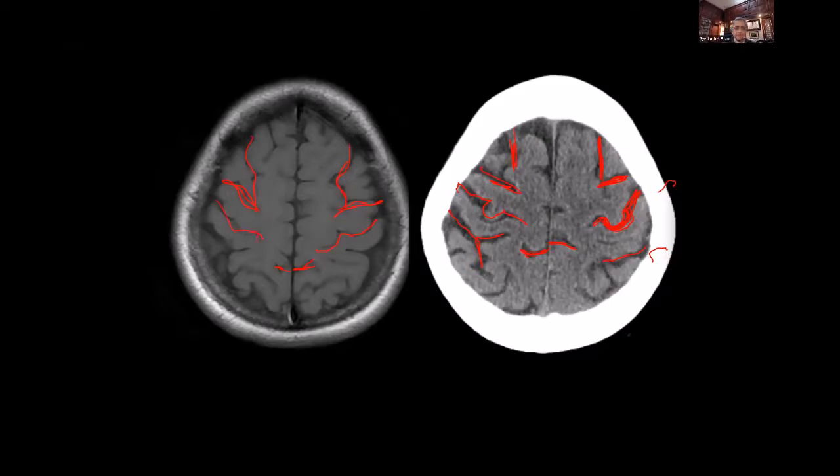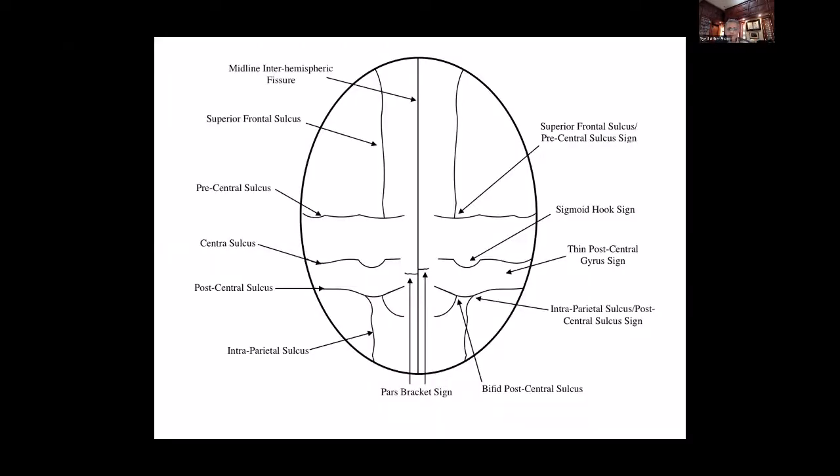Even so, you have to look at the other thing also, which is this thickness over here versus this thickness, so that is important. The postcentral gyrus will be thinner than the precentral gyrus. Okay, all right, so remember these things.